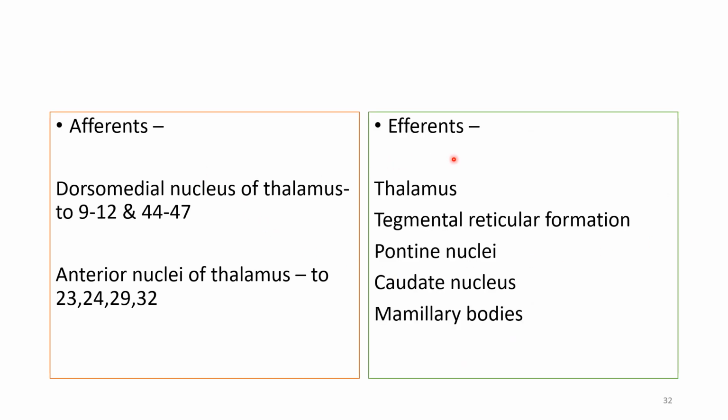What are the afferents and efferents here? The afferents here are from the dorsomedial nucleus of the thalamus. So these afferents will go to 9 to 12 and 44 to 47 Brodmann areas. And from the anterior nuclei of the thalamus, it will go to 23, 24, 29 and 32 Brodmann areas. And from here, the efferents will go to thalamus, tegmental reticular formation, pontine nuclei, caudate nucleus and mammillary bodies.